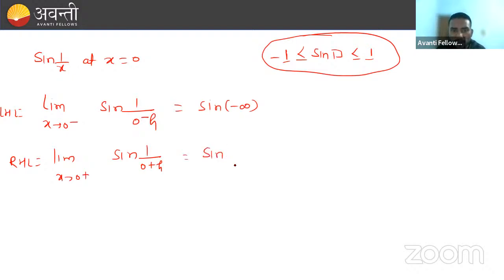This is sine 1 by h. So again it is sine to the power infinity. Now we know that after every 2 pi, the sine value is changing between minus 1 to 1. It is rotating or oscillating. But it is plus infinity, right?